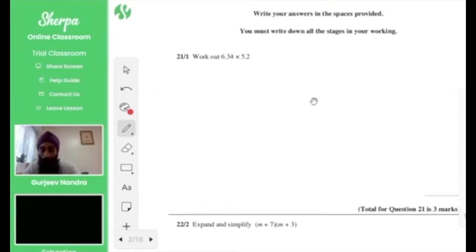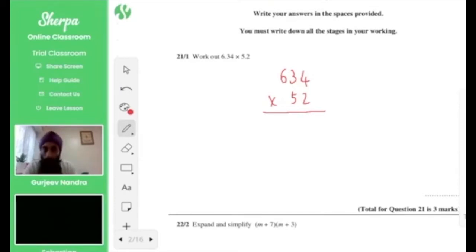So what we've got here, the first problem, is 6.34 times 5.2. So we're timesing decimals. It's never nice to times decimals. The way I often teach this to students is to treat them as whole numbers and multiply them using a grid method that you're probably used to and you've probably been using since primary school.